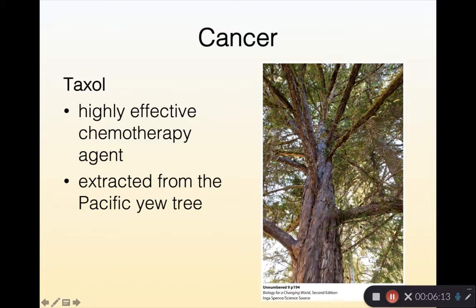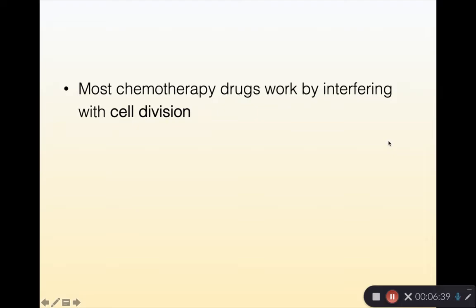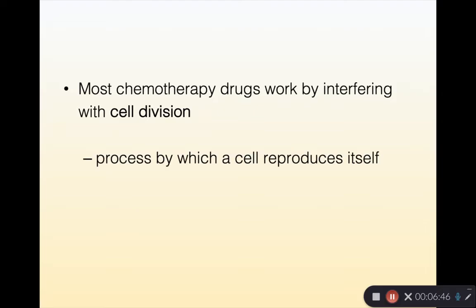And this yew tree can be found all up and down the Pacific Northwest in particular, and can be quite important to the habitat there as well, which your book sort of covers. But really, we want to understand how cancer is related to cell division in this process of mitosis. And most chemotherapy drugs actually interfere specifically with cell division.